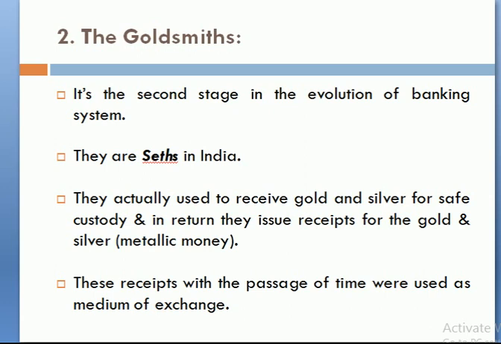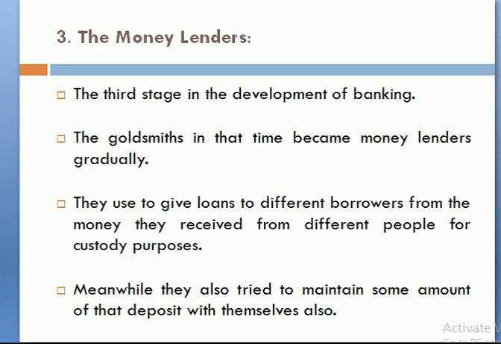Let's suppose you give that note to some other party in a business transaction, and they accept it. When they give that note to the issuing party or to other persons, payment should be made. Dear students, by nature humans are greedy. So these goldsmiths, with the passage of time, thought, why should we not earn more and more money? So they also became money lenders. And this was the third stage of banking.